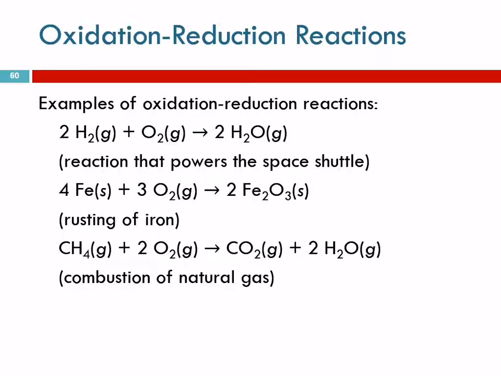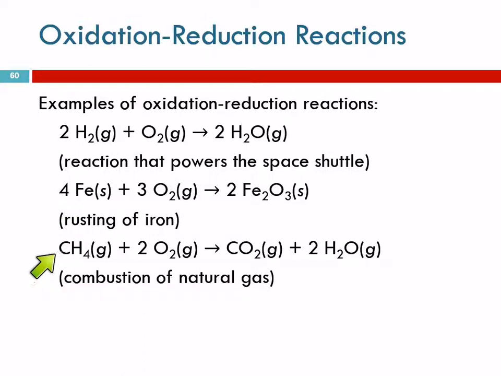Here are some examples. This is the reaction that powers the space shuttle. It's the combination of hydrogen and oxygen gases to form water. It generates a lot of energy and can propel the space shuttle. Here is an equation describing the rusting of iron. We have solid iron reacting with oxygen to form iron 3 sulfide, which is rust, very different in its physical properties than the original iron.